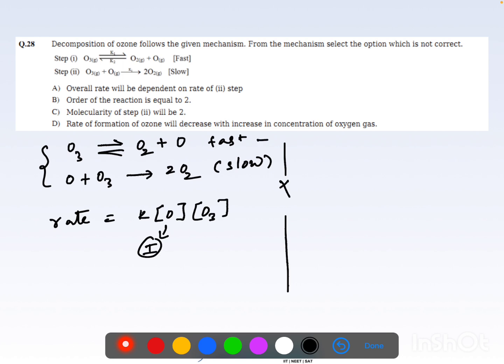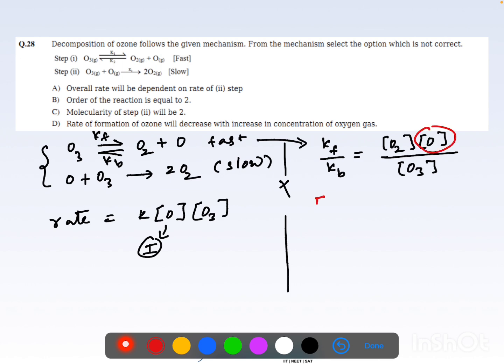So for this we take the help of this equilibrium step. So if we assume that Kf is the rate constant for the forward reaction and Kb is the rate constant for the backward reaction, now Kf by Kb will be equal to O2 concentration into O concentration, these are the products, divided by concentration of O3. Now the concentration of O can be obtained as Kf by Kb into O3 concentration divided by O2 concentration.